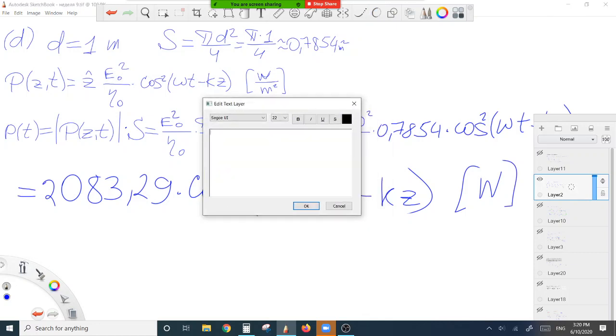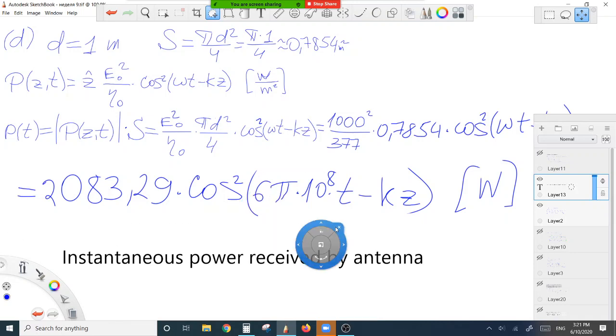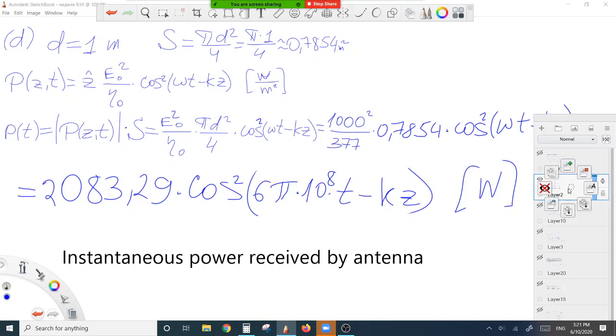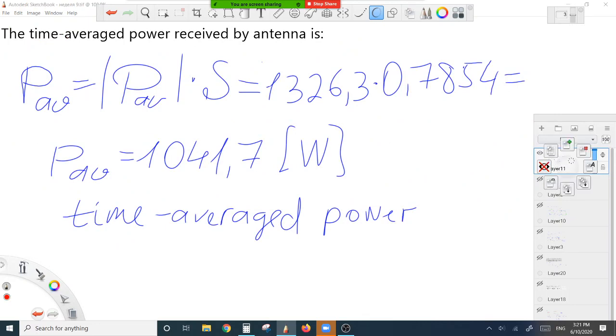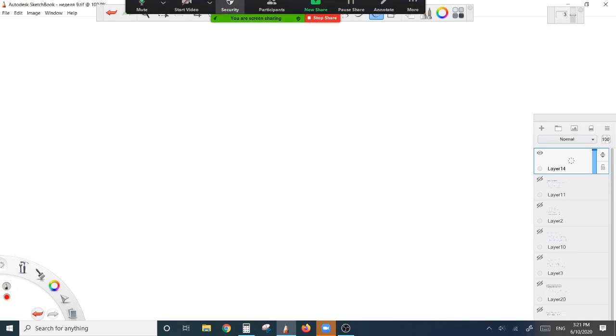And this is the instantaneous power received by the antenna, and this is the time average power. Well, let's look at the next example.